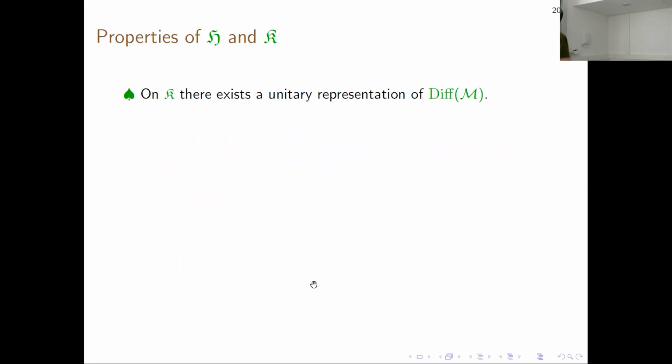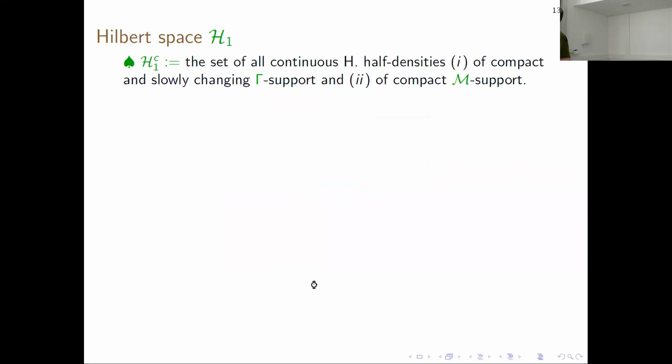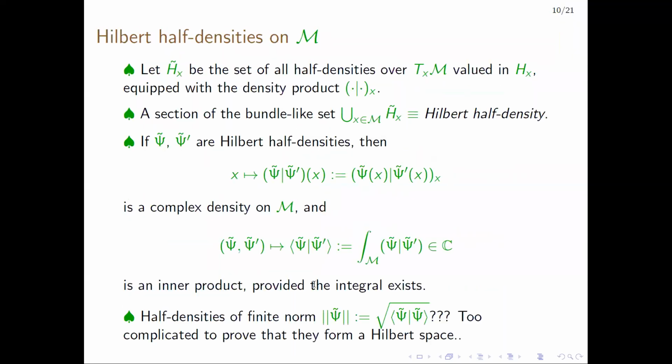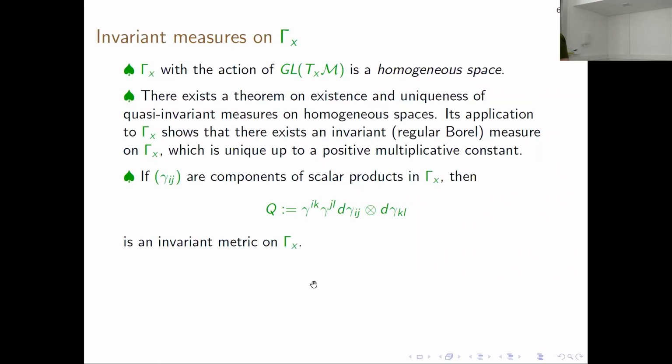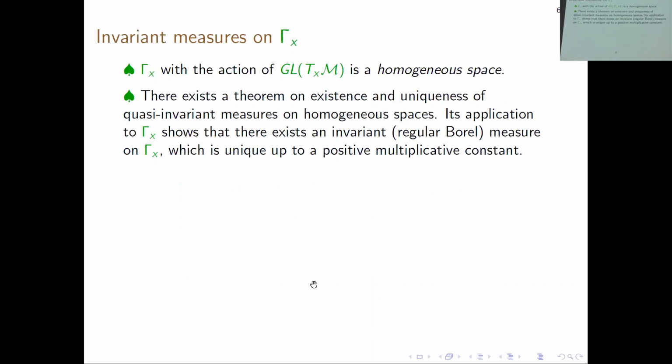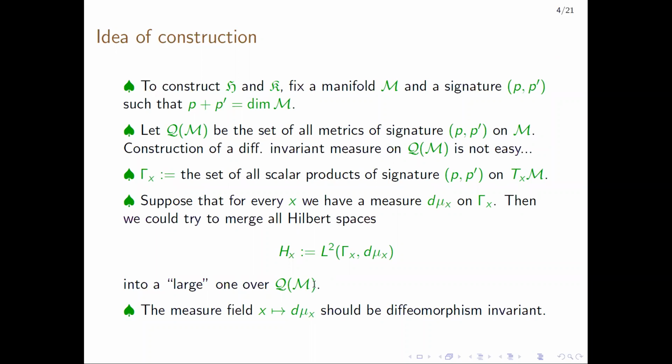Everything works because I don't use metrics, I don't use any smoothness or continuity requirements. What I use are only these spaces of scalar products, which are defined point by point. So I don't assume any connection between them. So everything works for any manifold, regardless of whether this set here is empty or not. Okay, thank you.